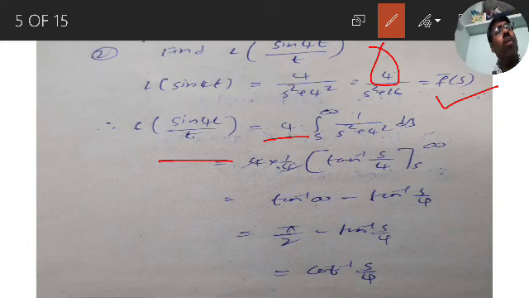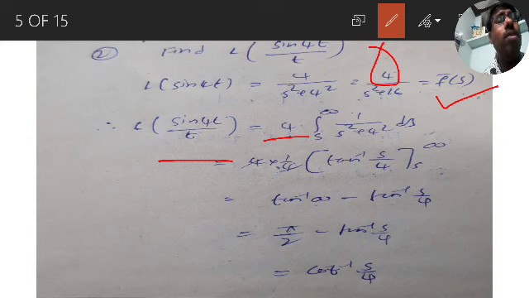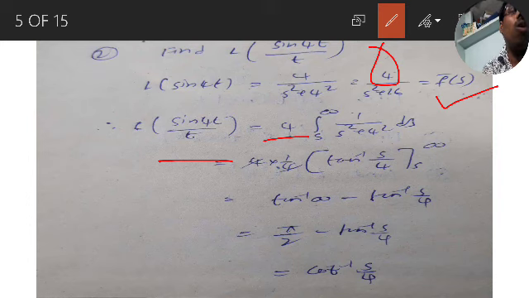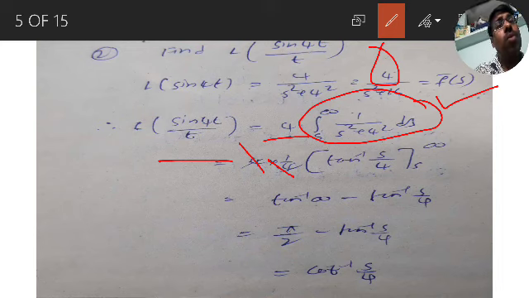Again here we need an integration formula. What is that? Integration of 1 by x square plus a square is 1 by a tan inverse of x by a plus c. Here 4 is outside, so now applying the formula, that is 1 by 4 tan inverse of s by 4. 4 and 4 cancel here. Upper limit minus lower limit. At the place of s, for the upper limit you have to put infinity.